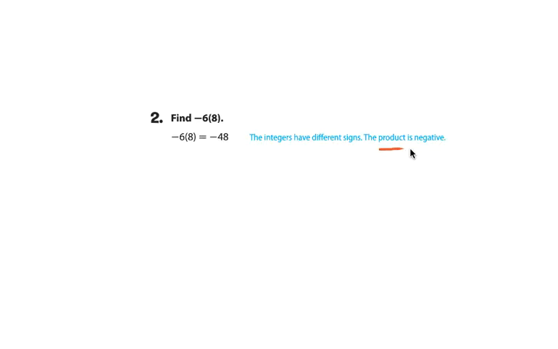This one, negative 6 times positive 8. Again, they both have different signs, so my answer should be a negative. All right, the product should be negative. They have different signs. And I know that 6 times 8 is 48, so that should be a negative 48. All right, you try it. So pause and try.